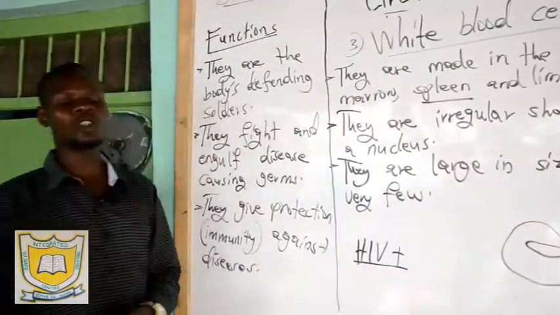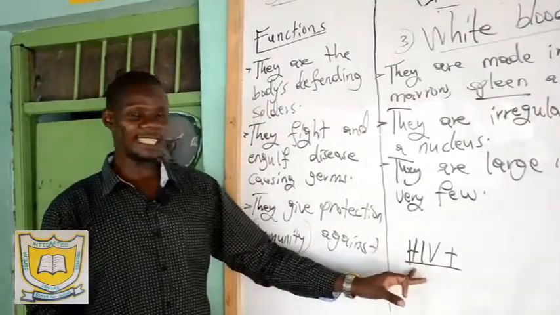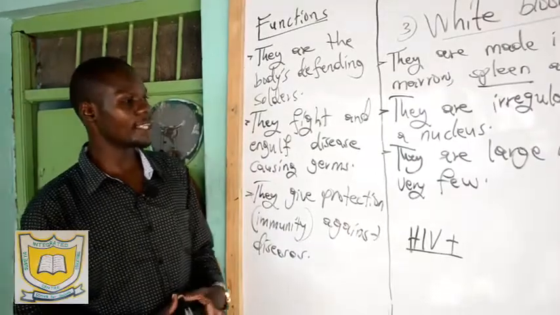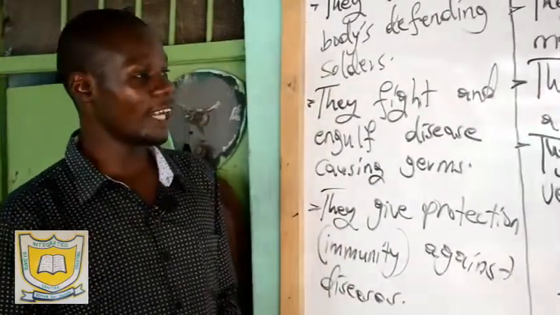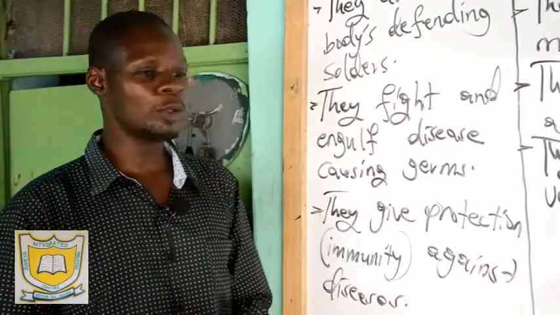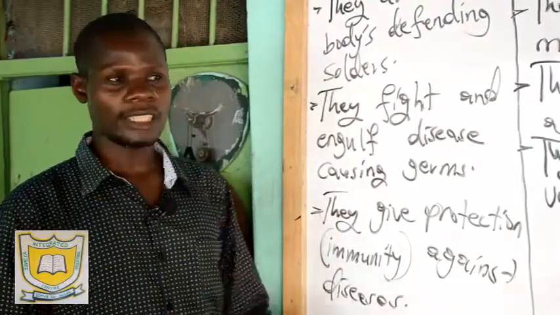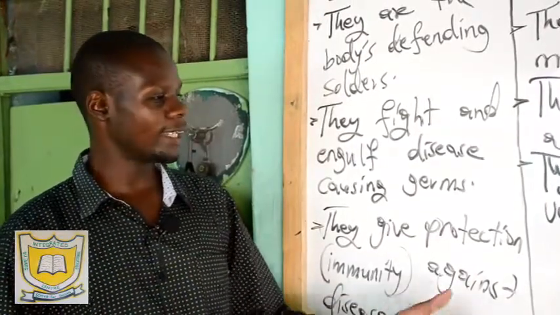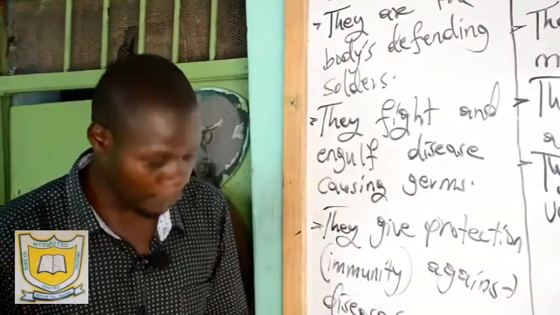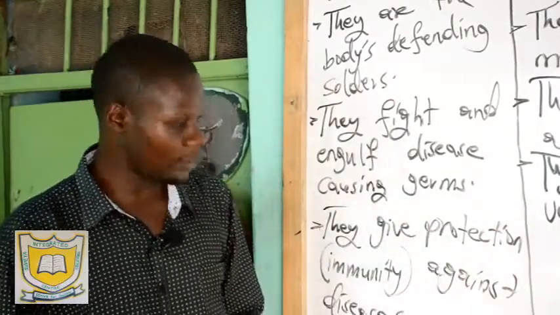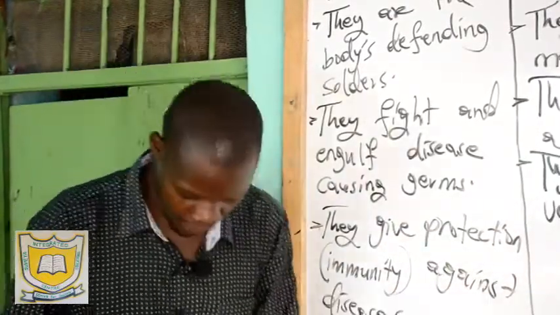Why? Because the HIV virus destroys the white blood cells, and you find that now the soldiers are destroyed. When the soldiers are destroyed, the body's immunity goes down. The body can welcome any disease, typhoid, malaria, any disease can strike your body, and you suffer a lot when you do not have the white blood cells, and those are the people called HIV positive.